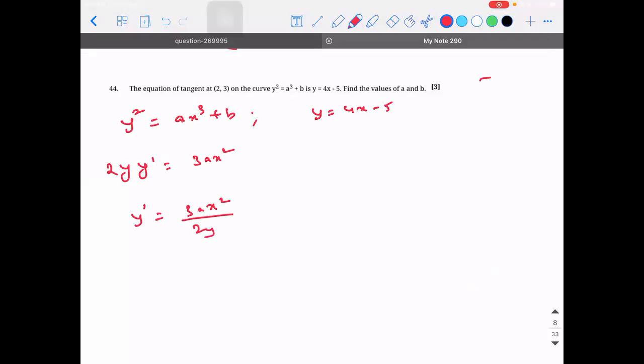Okay. They gave the point also, no? So 3a into 4 divided by 6. This will get cancelled. 2. So it is 2a. So y dash is 2a, and 2a is 4. So a is 2.